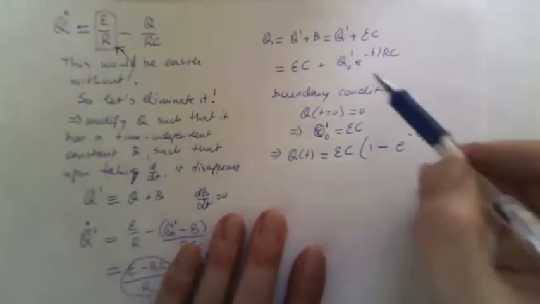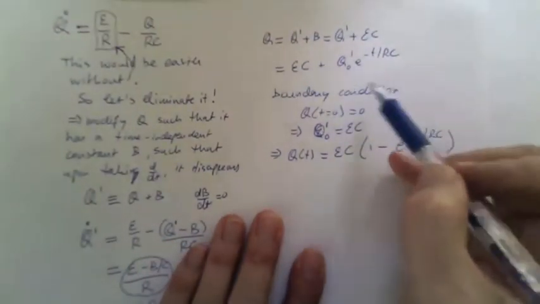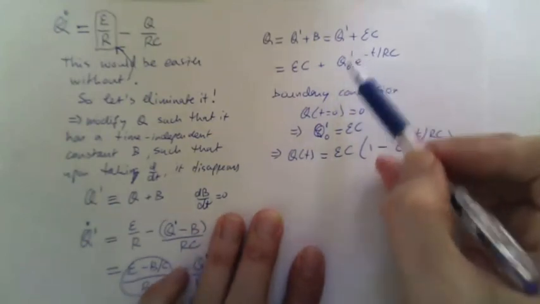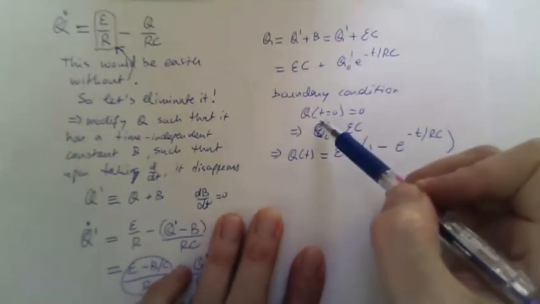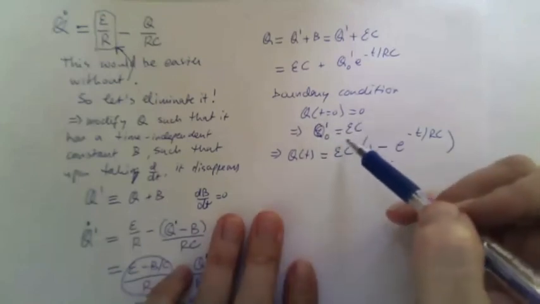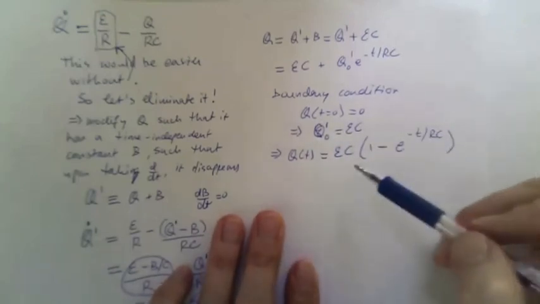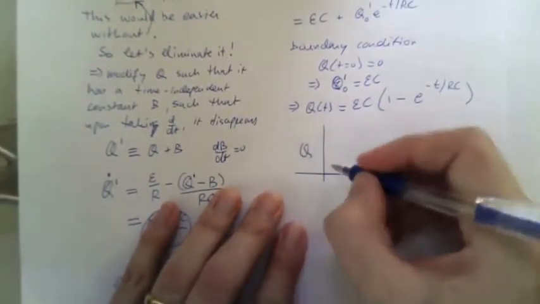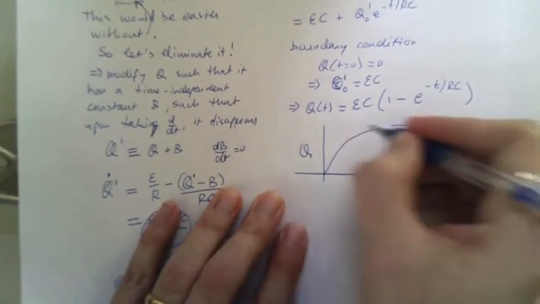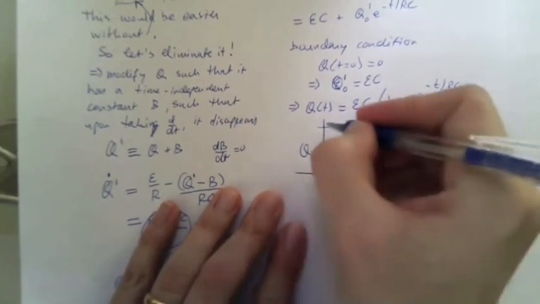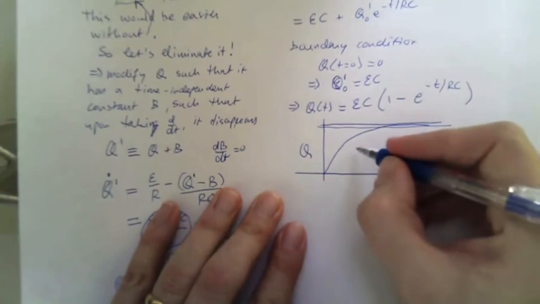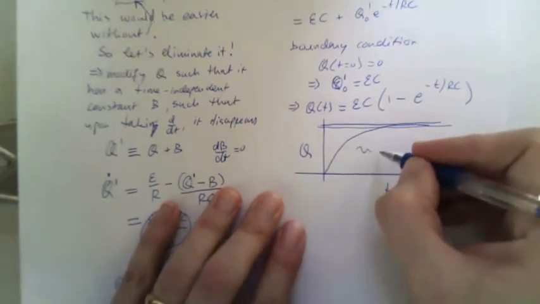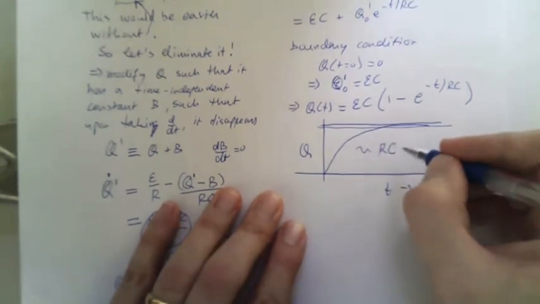Okay, so then finally, we have our general solution, but we don't know what that prefactor is. And then we use the boundary condition that initially this thing was not charged. So then that means we get this E over C. So now the nice thing is that you get this Q as a function of time goes from 0 to the full charge with some characteristic time, the RC time.